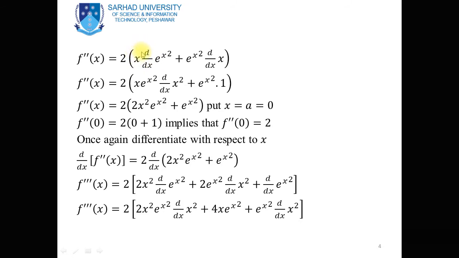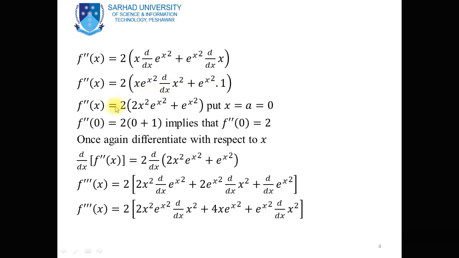Like you see over here, first function times the derivative of the second function, plus the second function, which is e power x square, times the derivative of the first function. So x as it is, and the derivative of the exponential function is the exponential function as it is, and further the derivative of the argument, the derivative of x square with respect to x, plus e power x square, and the derivative of x is equal to 1.